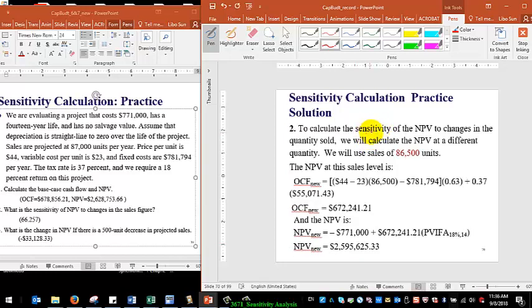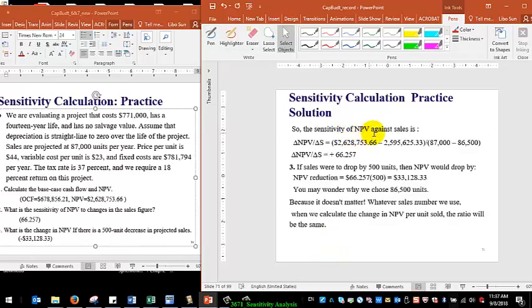To find out the sensitivity of the net present value against the sales quantity, the 87,000 units, we're going to pick a new sales level, a different number than 87,000. Then redo our OCF and net present value. This time I pick a sales level that goes down by 500, so I got 86,500. So update our OCF. The only thing that's different is our sales. The rest of the information we keep constant. We got a new OCF and a new net present value.